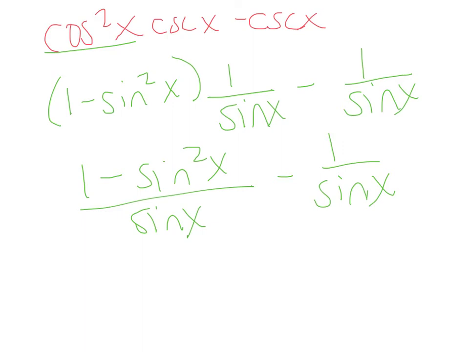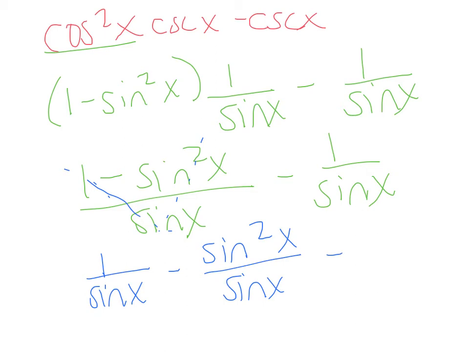Then, when you have two terms in your numerator and one term in your denominator, you can split it into two fractions. Split it into 1 over sine x minus sine squared x over sine x minus 1 over sine x. That was already there. Then you'll see these two are going to cancel each other out. I'm going to be left with negative sine x once again.